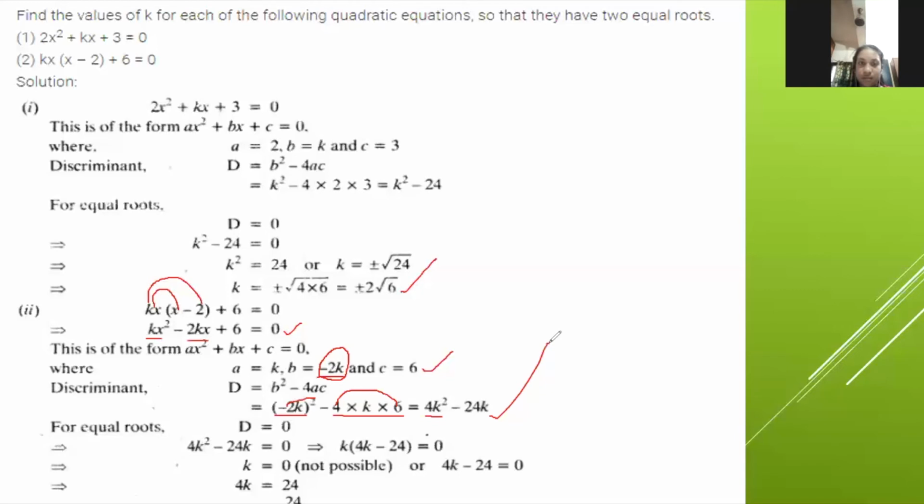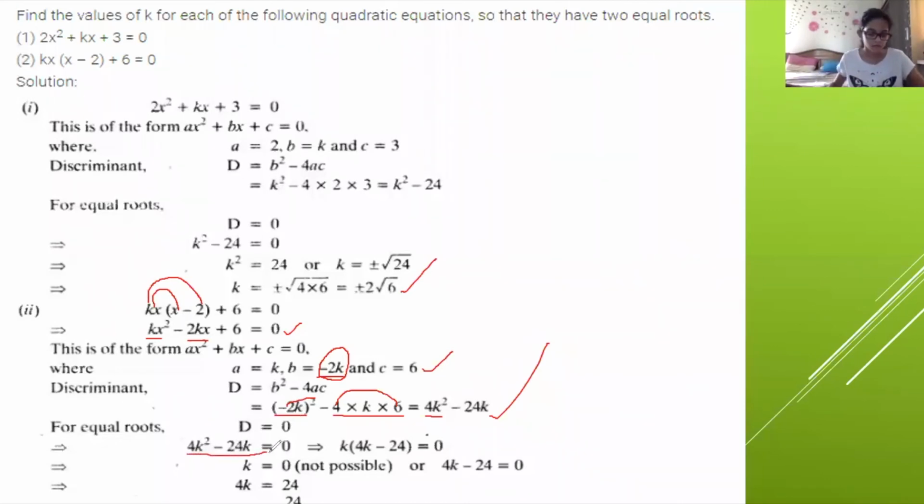Taniyat, is it clear? Yes, sir. Yes, thank you. But the condition is D equal to 0. So we have to apply this value equal to 0. We have to apply D is equal to 0. Here, 4k square minus 24k equal to 0.